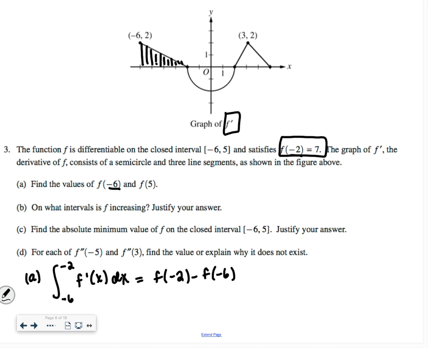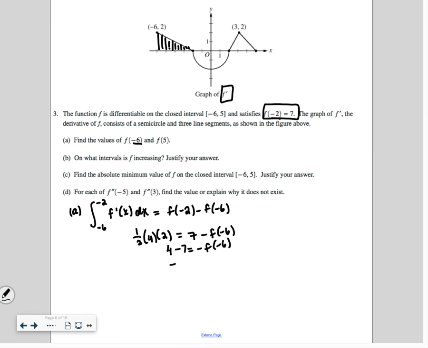Okay? And that area ends up being a triangle, which has 1/2 base times height, which is 2. And then f of negative 2 was 7, and that allows us to find f of negative 6. So I end up getting 4 minus 7 equals negative f of negative 6. So I get negative 3 equals f of negative 6. So in other words, f of negative 6 is equal to 3.